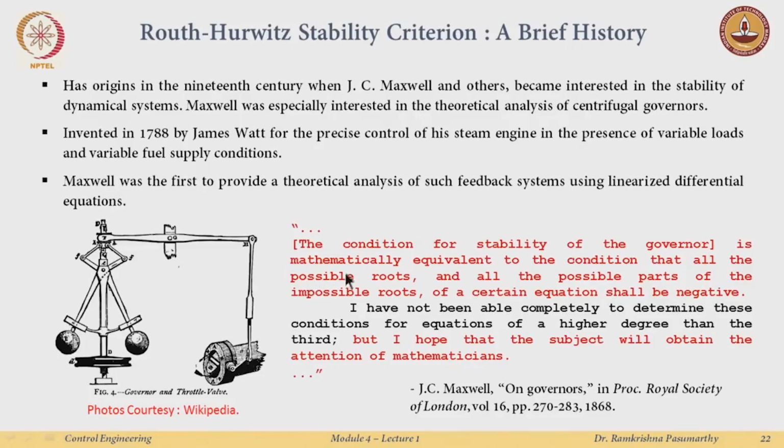So, possible roots were all the real roots, they shall be negative, and then you could have impossible roots which were imaginary, and the possible parts of the impossible roots were the real parts, right. For example, minus 1 plus j omega was regarded as an impossible root, but minus 1 was the possible part. All this should be negative, right. And then Maxwell could do it for a third order equation, right. So he said that I have not been able to completely determine these conditions for equations of higher degree than 3. And then he posed this problem to a set of mathematicians, right.